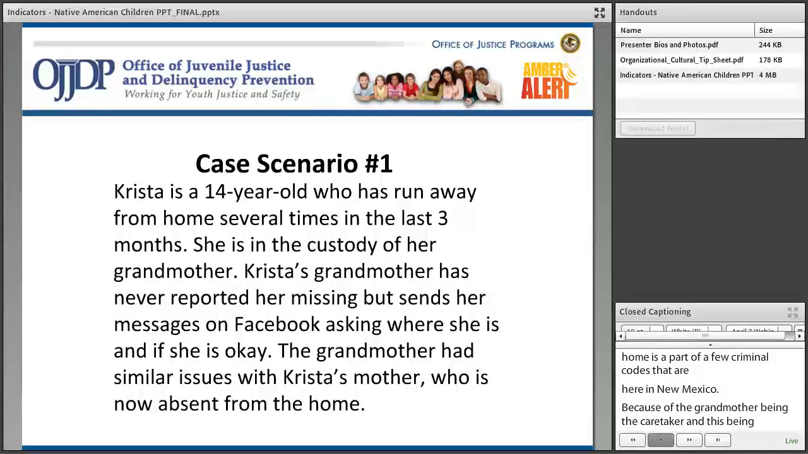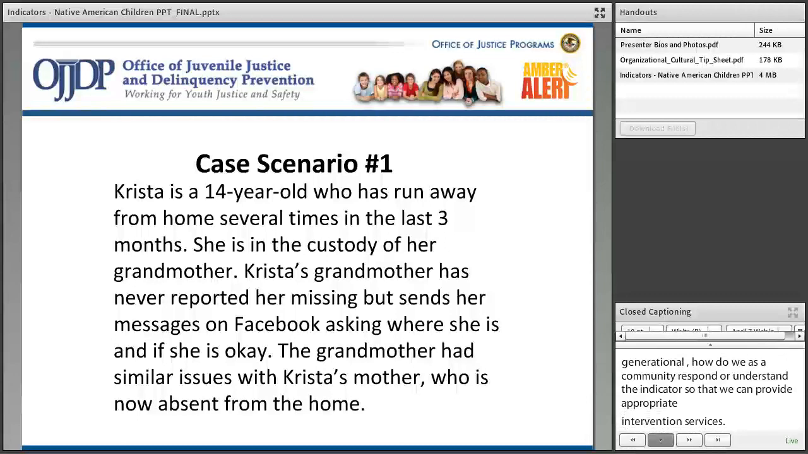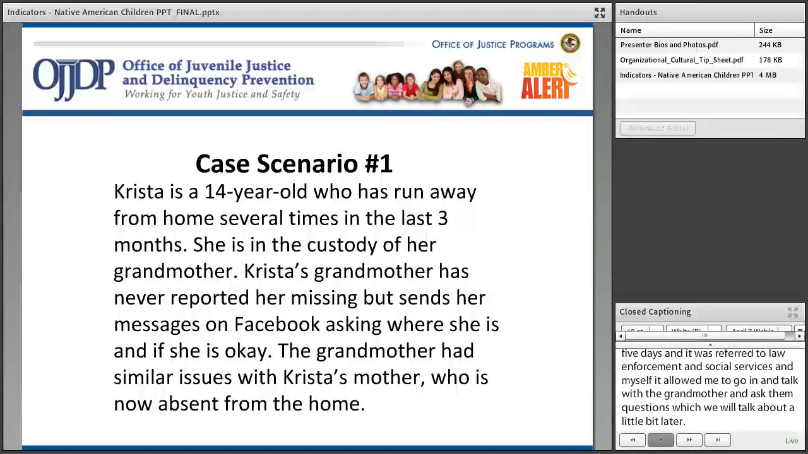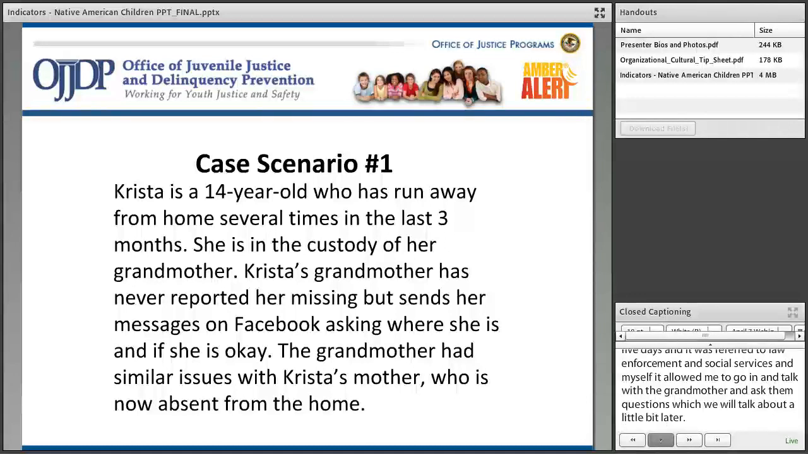So just to let you know a little bit about what I did on this case: once it was finally reported by the school that the child had been gone for in excess of 5 days, and it was referred to law enforcement, social services, and myself, it allowed me to go in and talk with the grandmother and ask some questions, which we'll talk about a little later, specific questions about how the grandmother felt about reporting, about her own history, about her own parent-child relationship and her relationship with her grandmother and so forth.